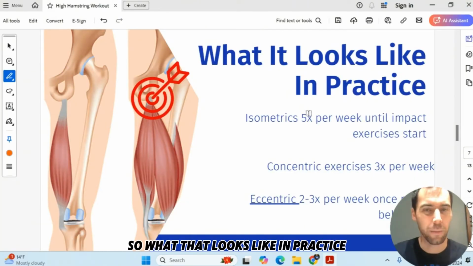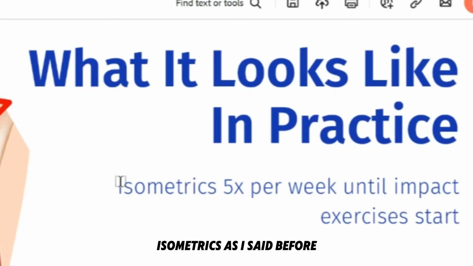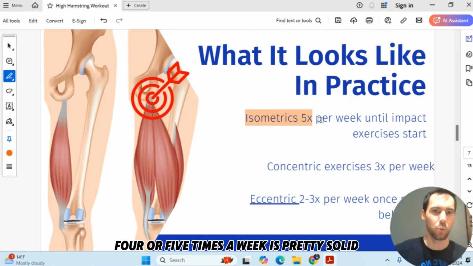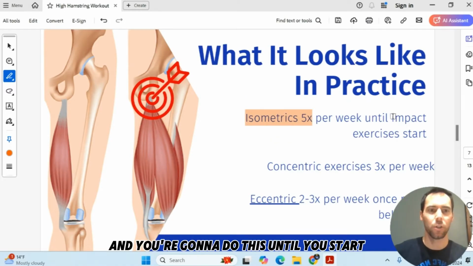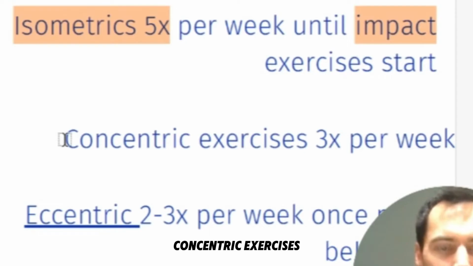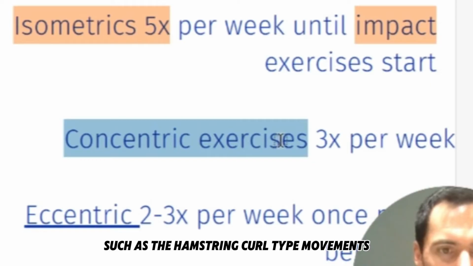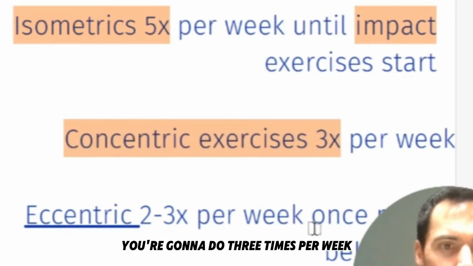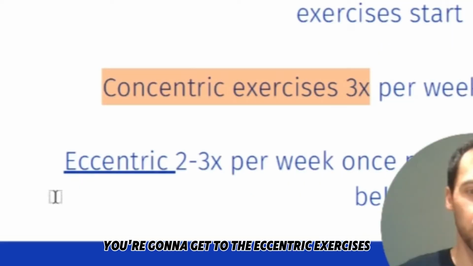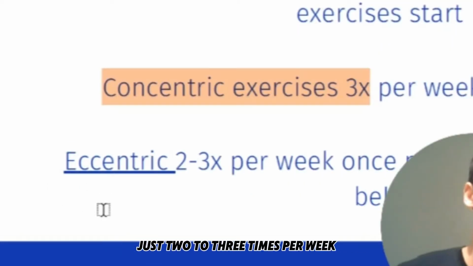So what that looks like in practice, how you program it: isometrics, as I said before, we're trying to do daily. 4 or 5 times a week is pretty solid. And you're going to do this until you start impact exercises, which we'll get to a little bit later here in the slide. Concentric exercises, such as the hamstring curl type movements, you're going to do 3 times per week. And then as tolerated, you're going to get to the eccentric exercises just 2 to 3 times per week.